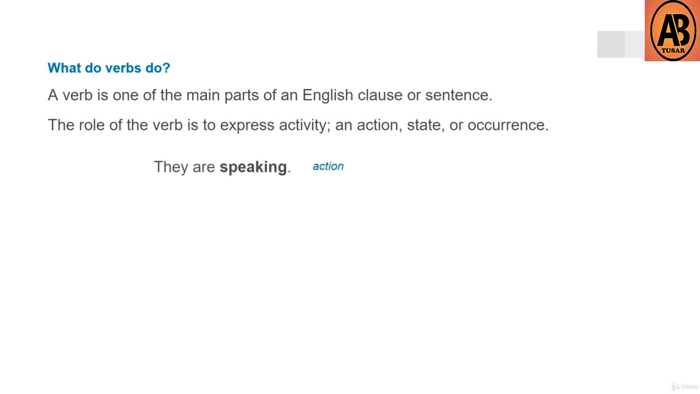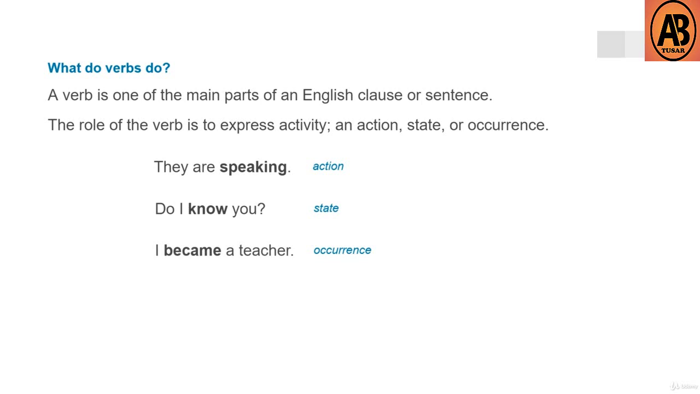For example, they are speaking. Here the verb is speaking, which is an action. In this example, it is a state, know, the state of knowing something. Do I know you? And number 3 shows an occurrence, the verb become, becoming. I became a teacher.